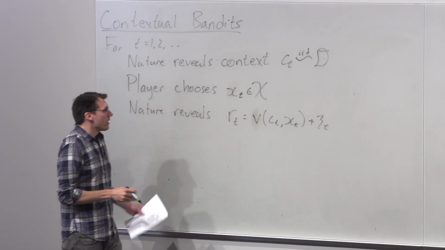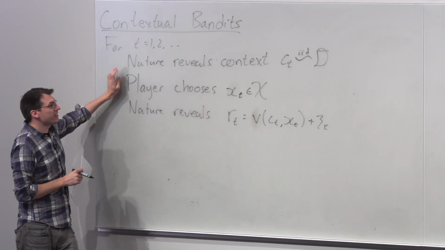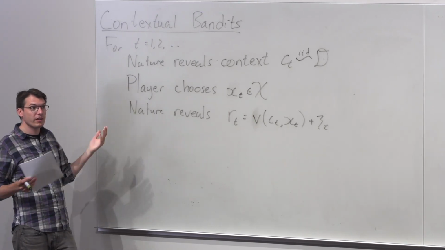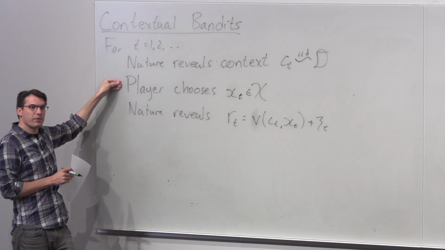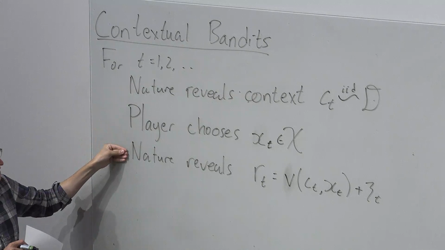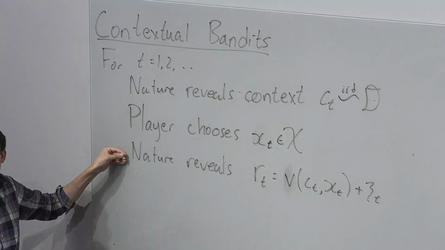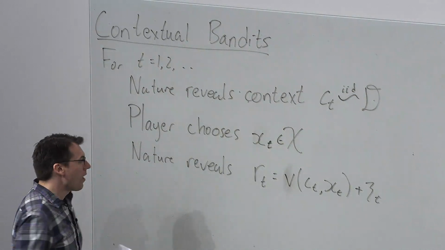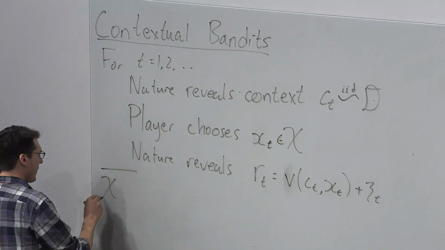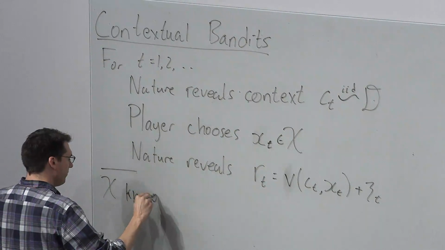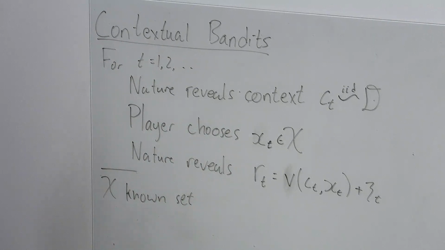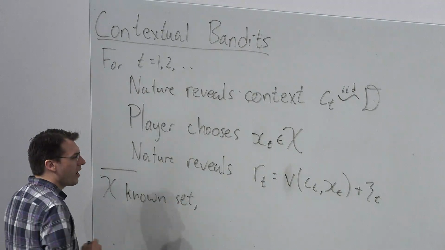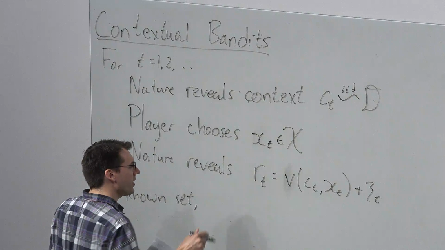And so the player, when he chooses x_t, he gets to see the context. So he'll see, say, your medical history. Given your medical history, he will make a particular choice of treatment, and then nature will reveal whether that treatment worked or not, whether you survived or not, sort of thing. As typical, X is a known set. It may have feature vectors, like in the linear bandit setting, so that they have some sort of context with each other, or distance or metric with respect to each other. But it won't really matter too much for this case.